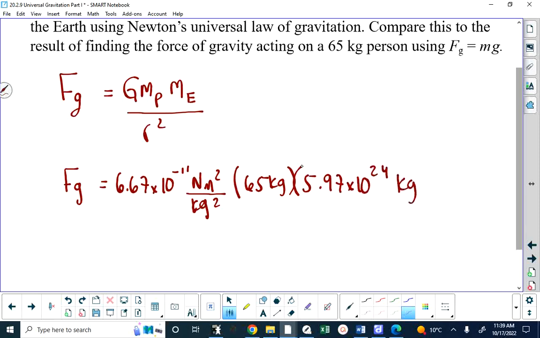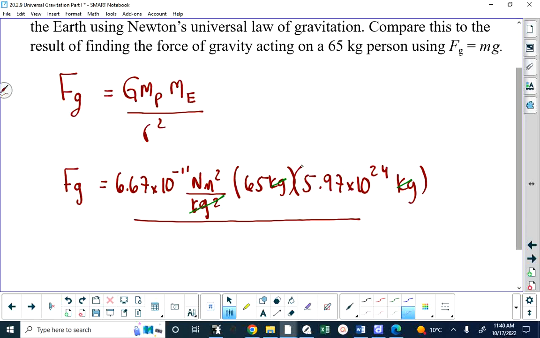If you take a look so far at what I have written here, on the top, I have kilograms times kilograms. And then I also have in the unit combination for G, kilograms squared. By the way, this is capital G. So what I'm getting at is these kilograms are going to cancel. And then on the bottom, we have to put the distance between the center of the person and the center of the Earth.